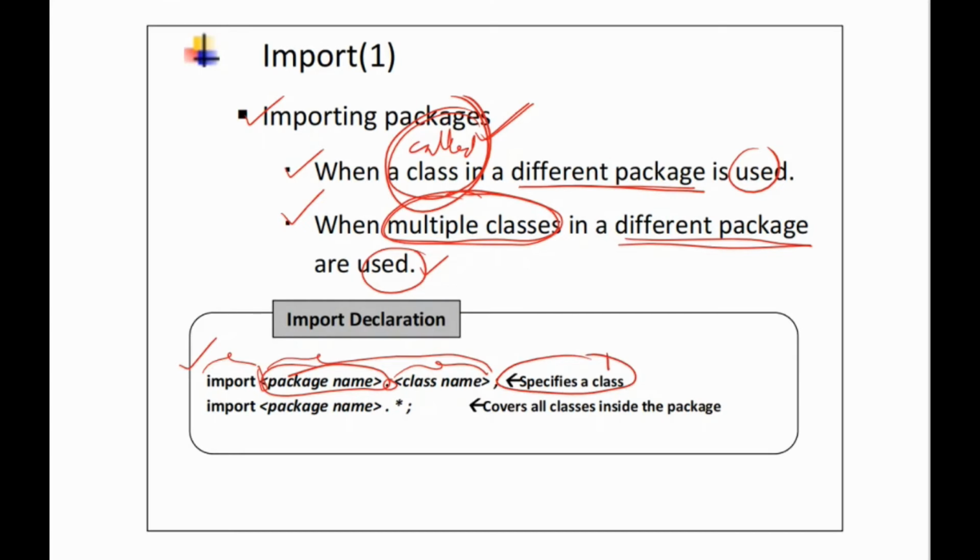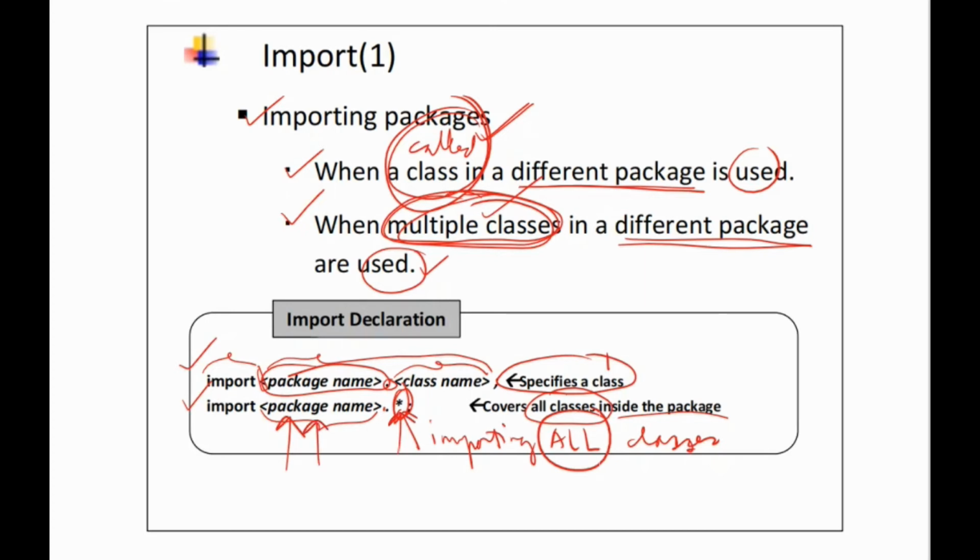But if you're going to specify multiple classes, or when you want to cover all classes inside a different package, then you can use the asterisk symbol. So when you say import, then the package name dot asterisk, you are importing all classes that are stored in that package.